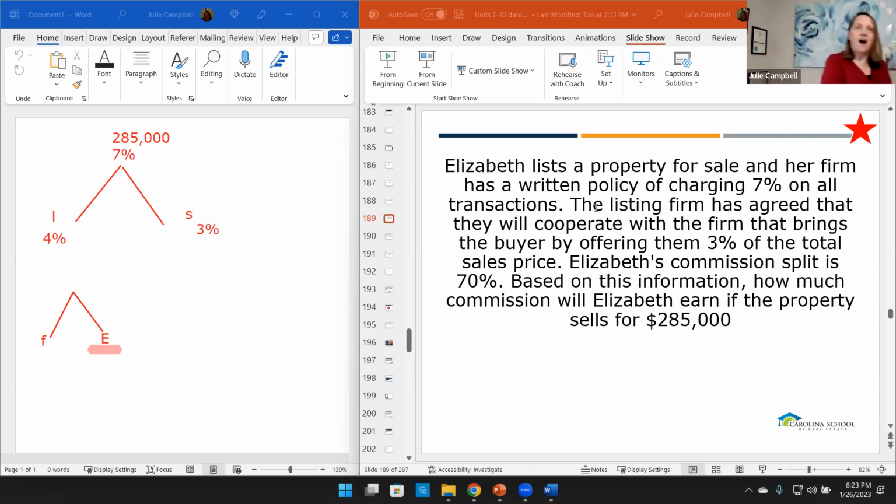So to find the listing side, the only reason I care about the selling side is because it helps me figure out the listing side, right? Now that I know the listing side, the selling side is dead to me. That's all I needed them for. Any questions on how I got the 4%?